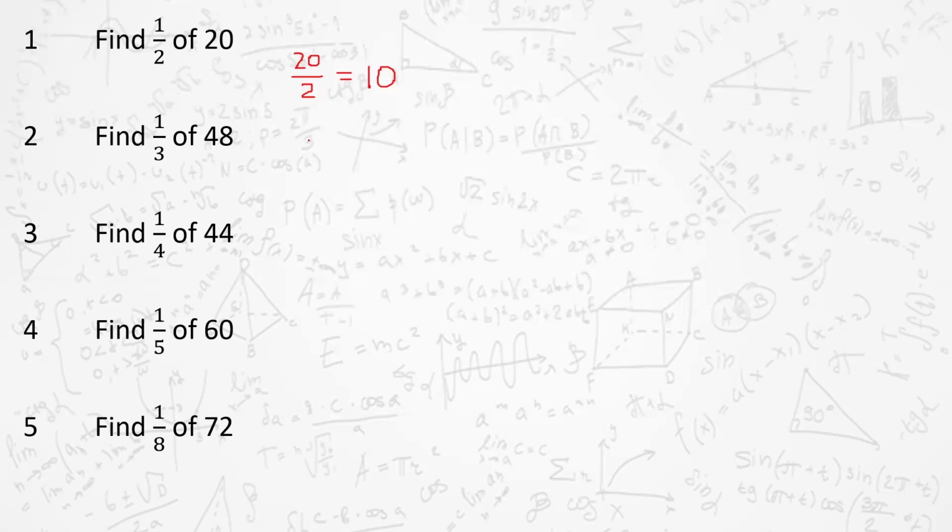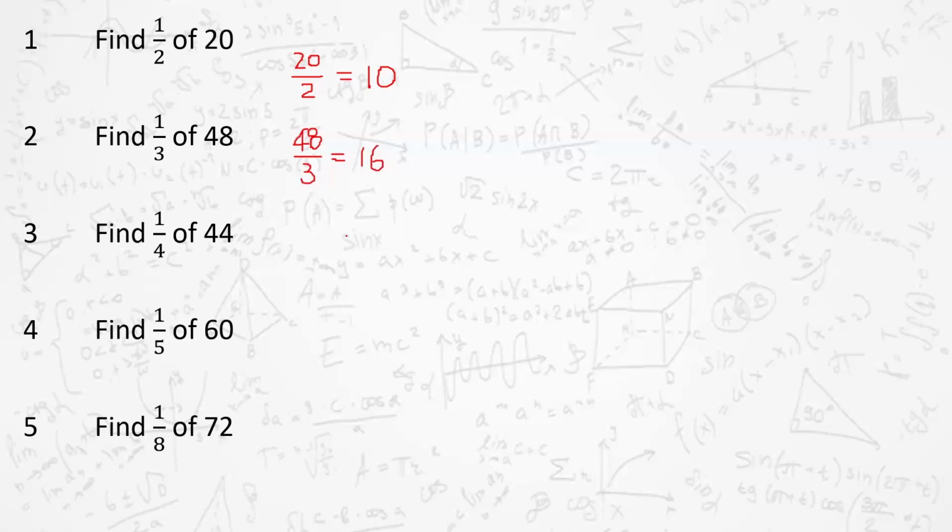Next, number 2, find a third of 48. Similarly, this time we're dividing 48 into 3 parts. So 48 divided by 3 equals 16. So a third of 48 is 16.